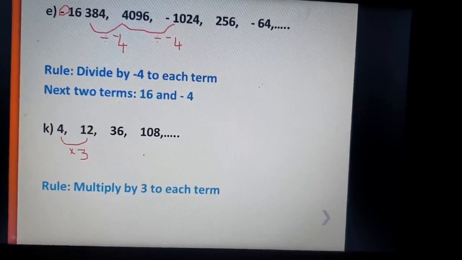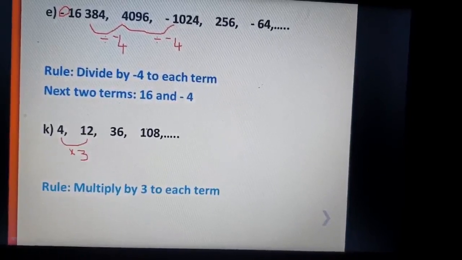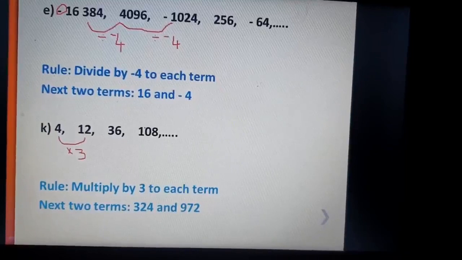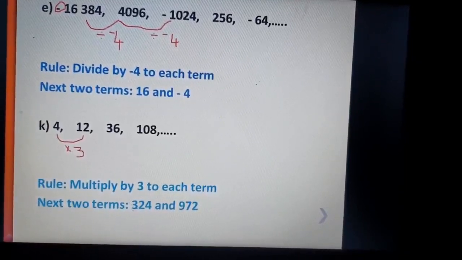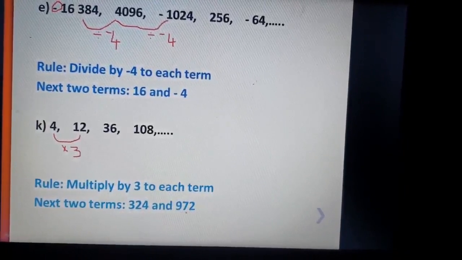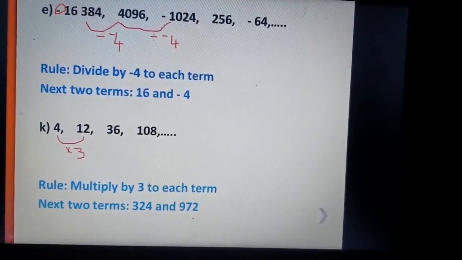So, what will be the next two terms? When you multiply 108 with 3, yes, you will get 324. And again, 324, when you multiply with 3, you will get 972. Clear? Okay. Now we will do the next question.